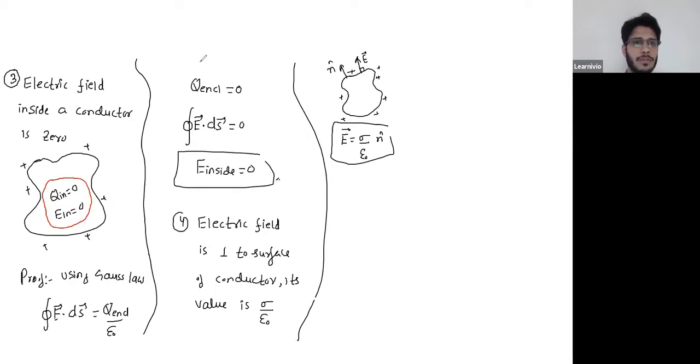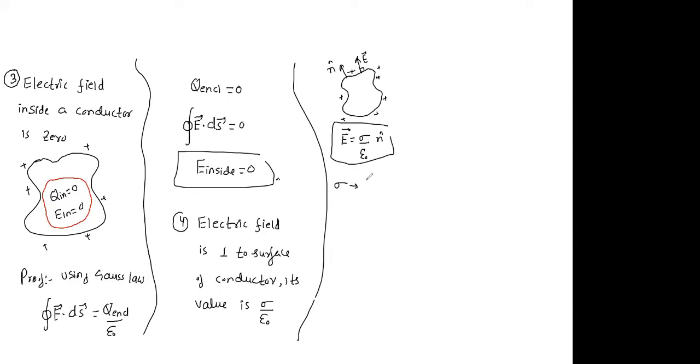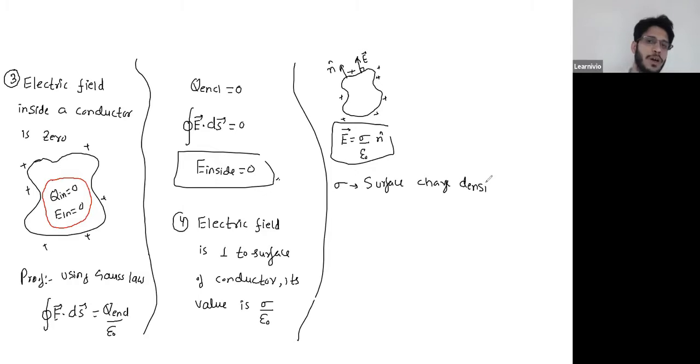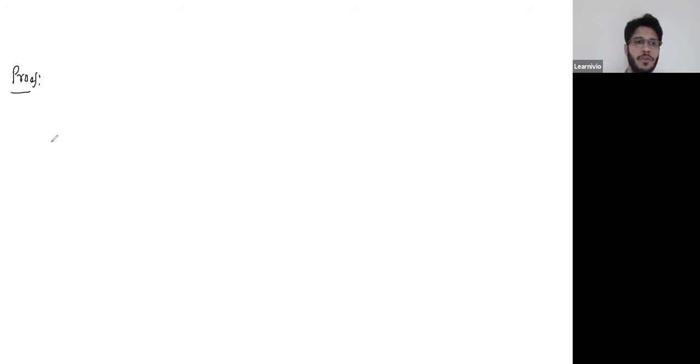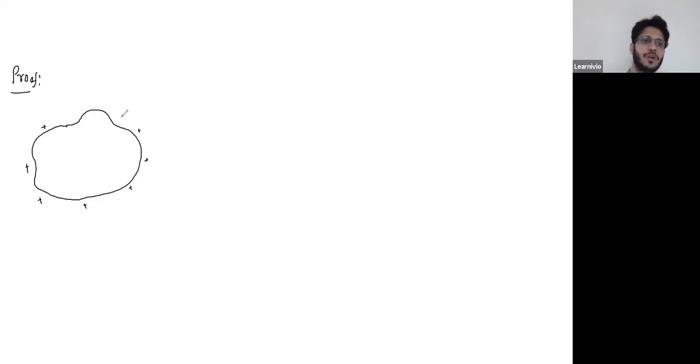By the way, what is sigma here? What does sigma represent? Is it surface charge? Yes, this is surface charge density, meaning charge per unit area. We will prove this property using Gauss law only. So let's consider a conductor of some arbitrary shape. The charge is distributed only on the outer surface, so the surface charge density of this conductor is plus sigma. To calculate electric field, as we have discussed, it's always perpendicular to the surface of conductor.